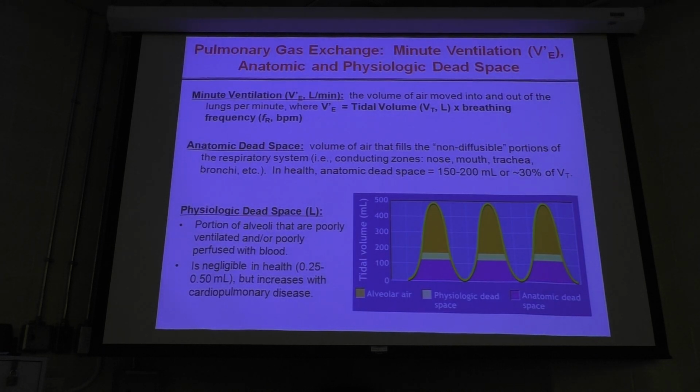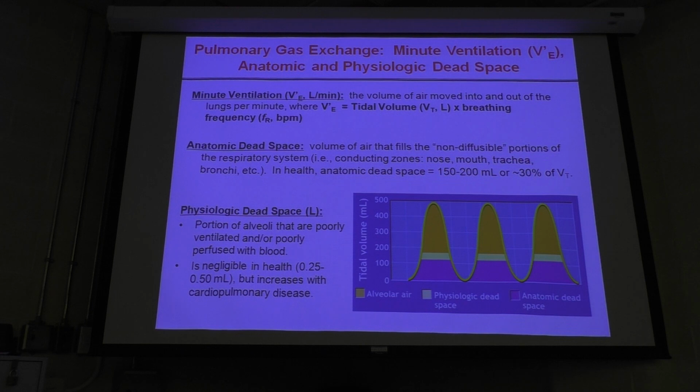So, looking at some of the factors of pulmonary gas exchange, we have to have appreciations for minute ventilation, anatomic, and physiologic dead space. As I mentioned previously, minute ventilation is the volume of air moved into and out of the lungs per minute. So this is kind of like bulk flow. This is not telling you about the efficiency of that ventilation, it's just telling you about ventilation, okay? The total movement of air. But it's not necessarily telling you about how much air is being delivered to the lung to participate in gas exchange. So minute ventilation is the product of tidal volume, the volume of every breath, multiplied by your respiratory rate or your breathing frequency.